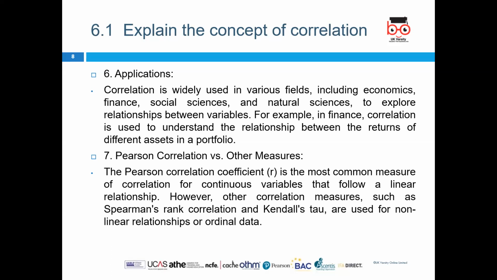Then we have Pearson correlation versus other measures. The Pearson correlation coefficient is the most common measure for continuous variables that follow a linear relationship. However, other correlation measures such as Spearman's rank correlation or Kendall's tau are used for non-linear relationships or ordinal data. There are different tests for different types of relationship, but at your level, you should know that for linear relationships, the Pearson correlation coefficient is the most predominantly used in any field.